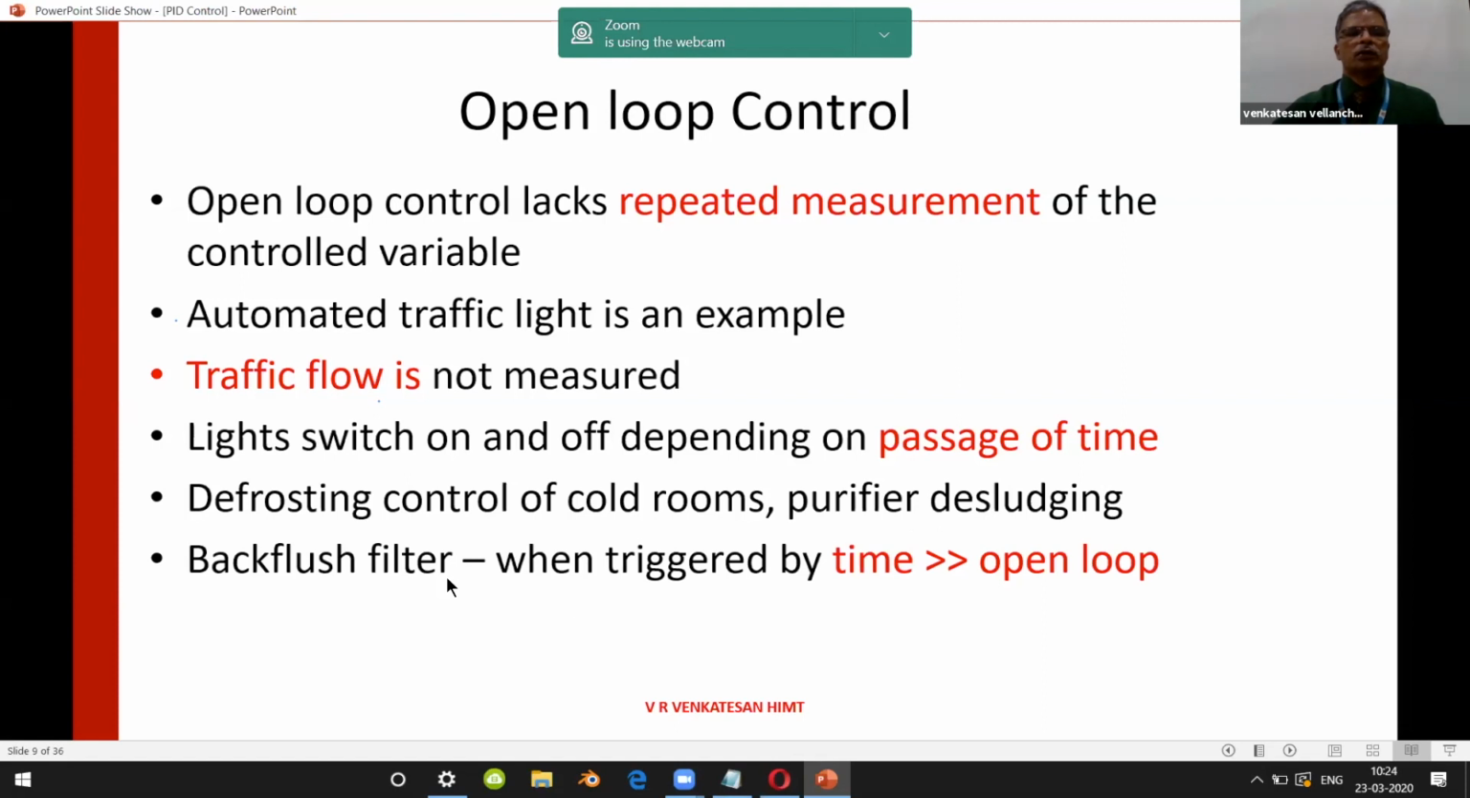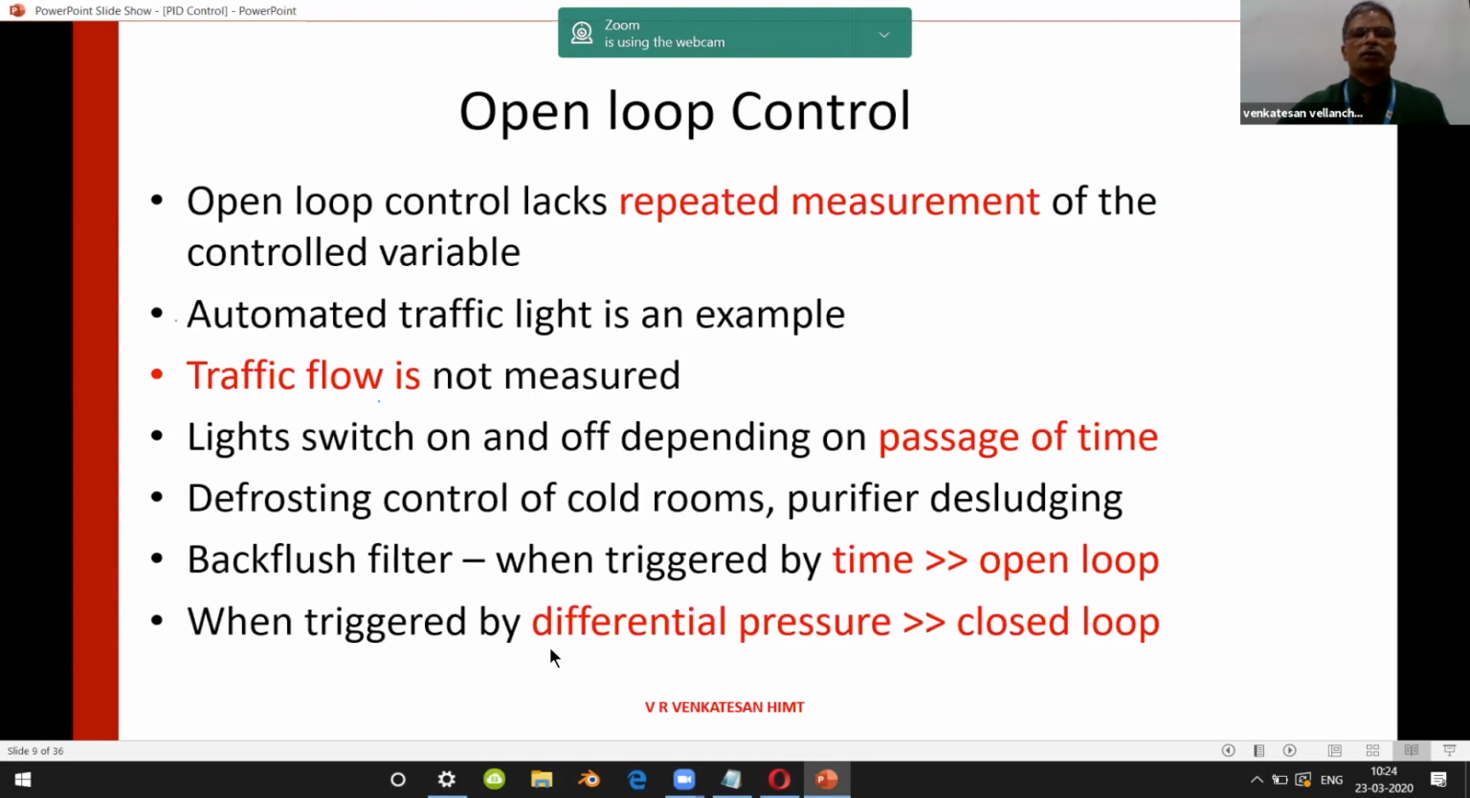We have backflush filters in lube oil systems and in fuel oil systems. A backflush filter has two modes of operation. When it goes into backflush mode based on time, then you can call it open loop, because the actual condition of the filter is not checked when it is triggered by time. But when it is triggered by a differential pressure, which you measure across the filter, and the backflushing is initiated by that, then that is called closed loop. So the same mechanism or the same device can have open loop as well as closed loop control.